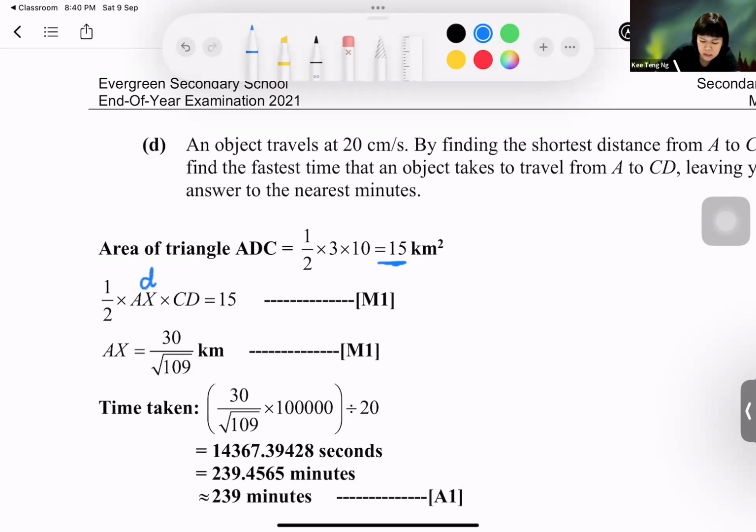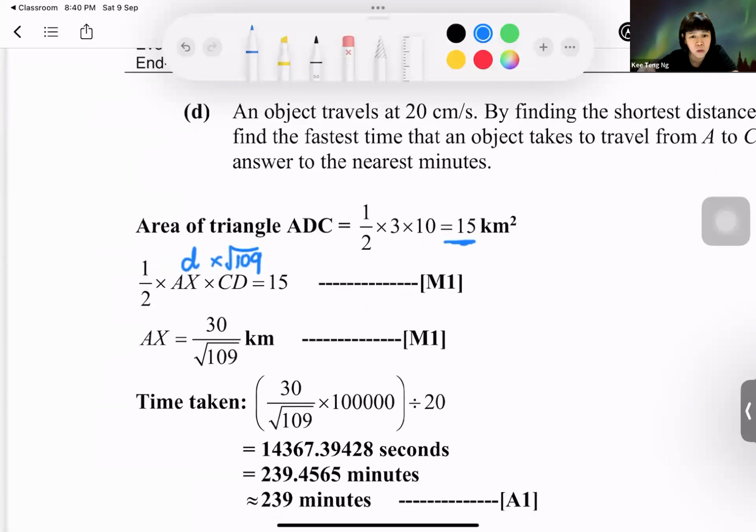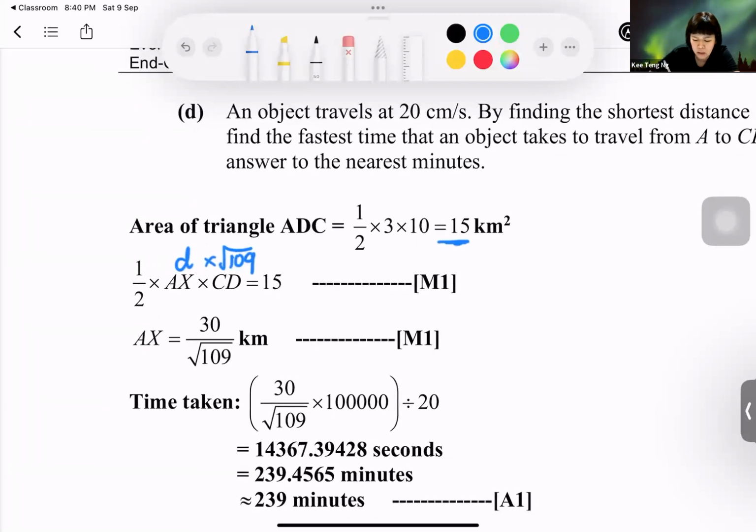And CD is the distance, square root 109 to give you equals to 15. So to undo it, I take 15 times 2 to undo the half, right? Get rid of the square root 109. So that's how the teacher managed to get 30 over root 109. And you notice the teacher tried to keep it as exact as possible.